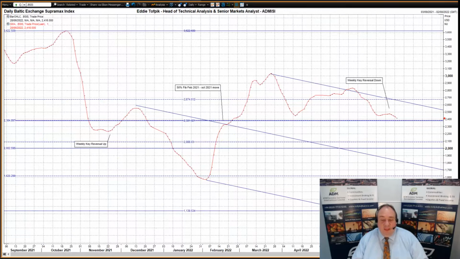The final weekly key reversal down from last week was the Baltic Exchange Supramax Index. This had a fairly narrow range last week compared to some past weeks, but it was enough to be a weekly key reversal down. We've since seen a small but reasonable follow-on lower so far this week, though we are now approaching a significant piece of combined Fibonacci support in a 2381 to 2385 area. That about covers the weekly key reversals seen last week in the markets I cover.